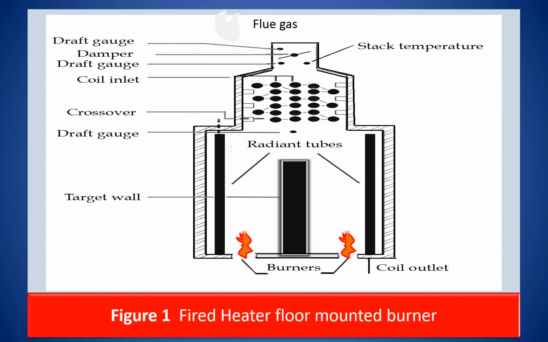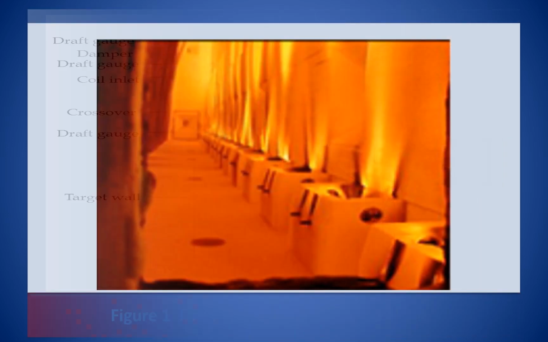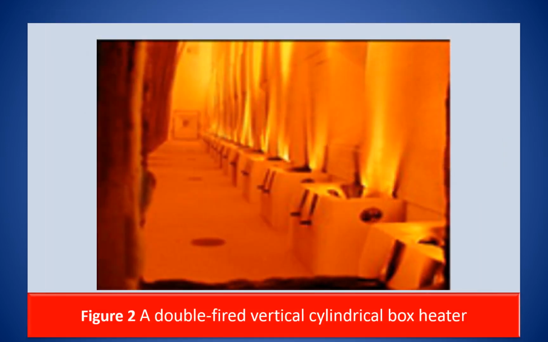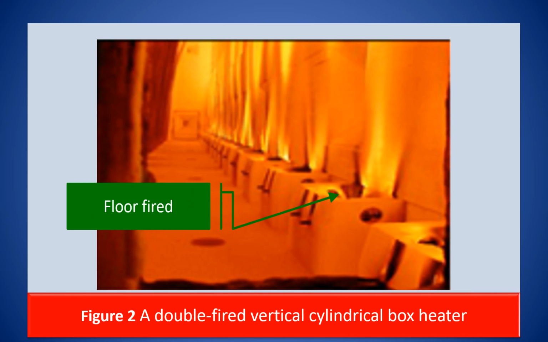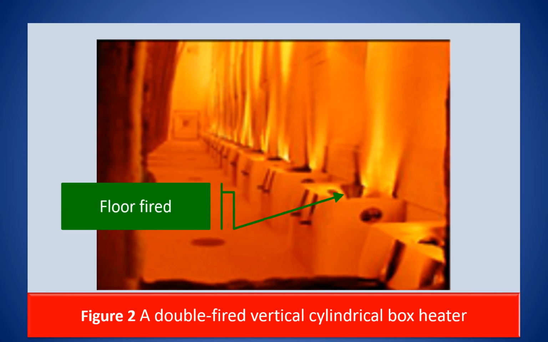Shown in this figure is an illustration of floor mounted type fired heater. The two burners shown are mounted on the floor. This is a photo of a floor mounted furnace. Several burners, depending on the furnace heat duty, are located on the floor of the furnace in rows.